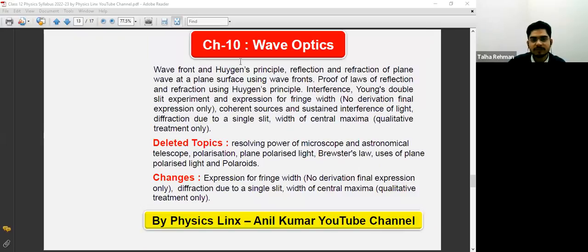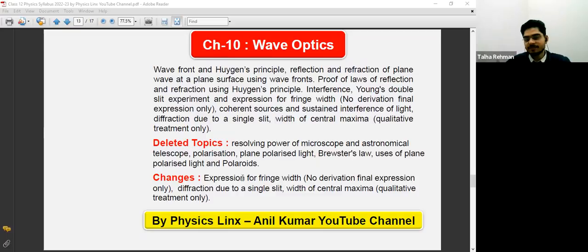In wave optics, we will move with respect to the syllabus. I will not go out of the syllabus. Okay. So in wave optics, deleted topics: resolving power of microscope, astronomical telescope, polarization is deleted. Plane polarized light, Brewster's law. In polarization, we have one Brewster's law. Uses of plane polarized light.